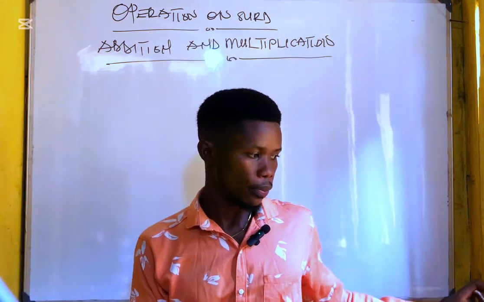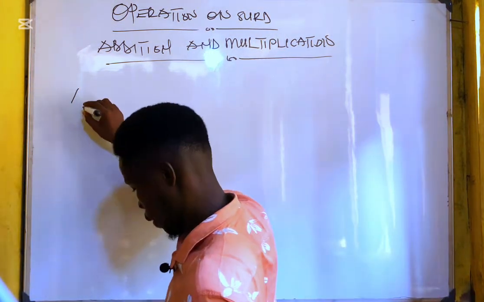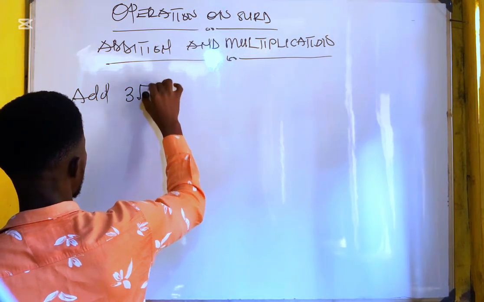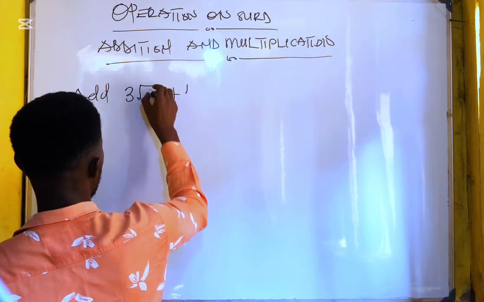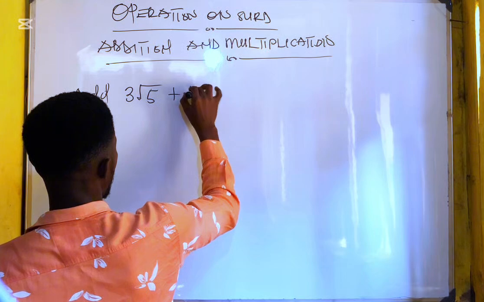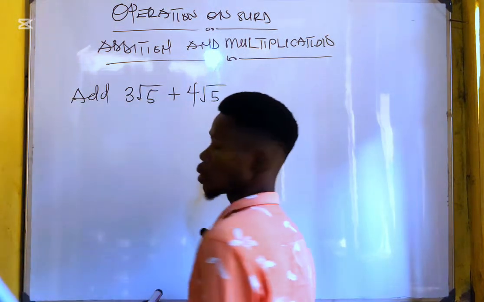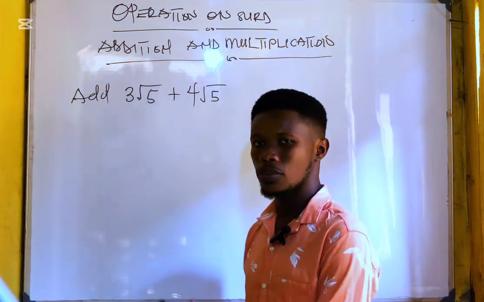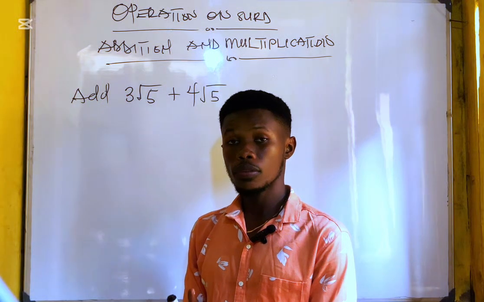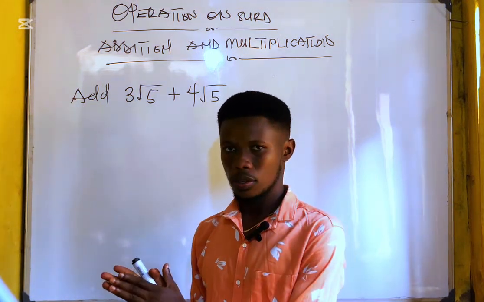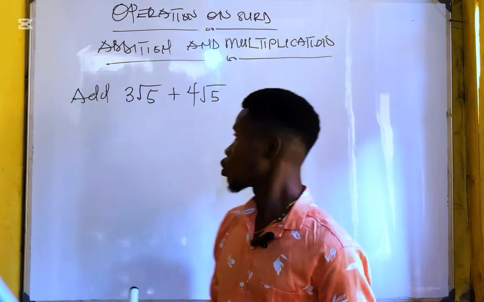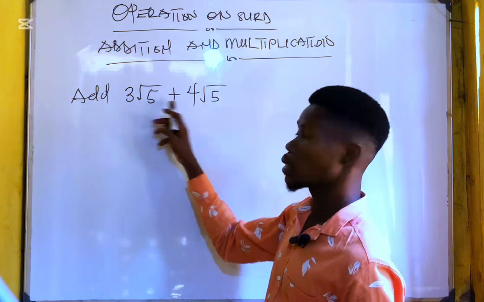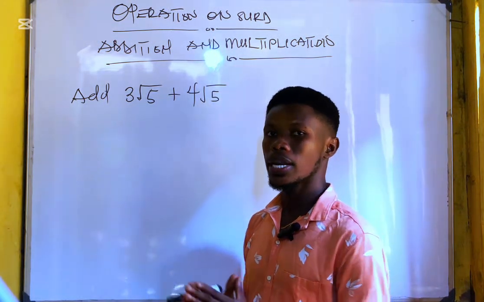So let's look at the first example here. Let's have a question like: add 3 root 5 plus 4 root 5. Is that okay? Now here we have to add 3 root 5 plus 4 root 5. How do you identify this alike set? You can only identify it by looking at the numbers under the roots or the radical sign. In this case, this root here is 5, here too is root 5. You see they are the same. Since they are the same, you can say they are like terms, so you can add them.